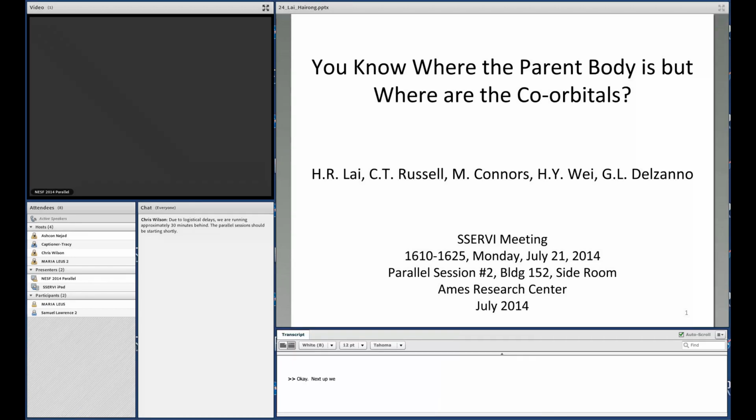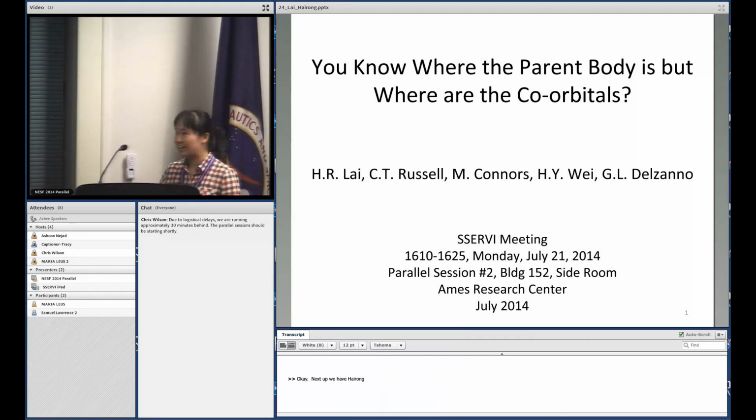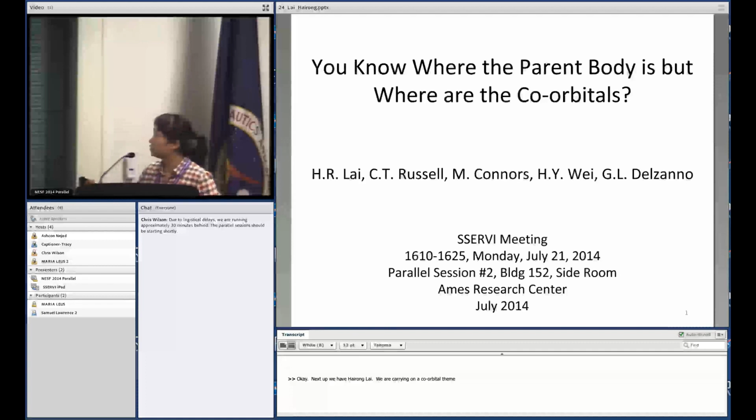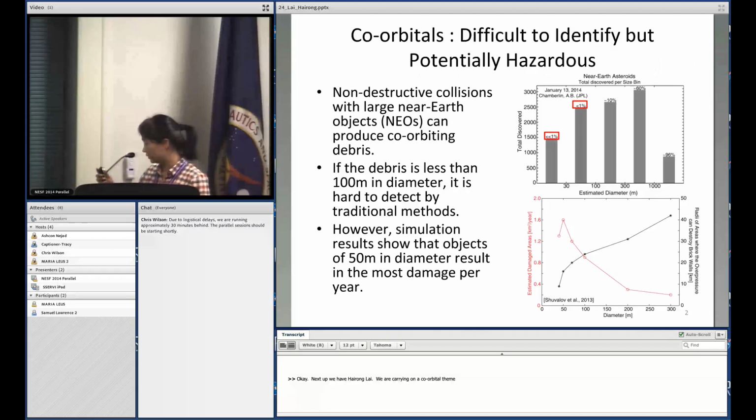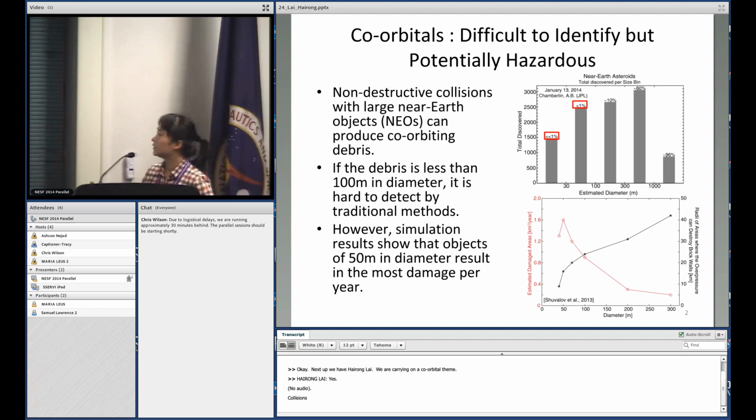Co-orbital theme. Yeah, this talk is highly related to the previous. Collisions with large near-Earth objects can produce co-orbiting debris. And if the debris is less than 100 meters in diameter, it's hard to detect by traditional methods.